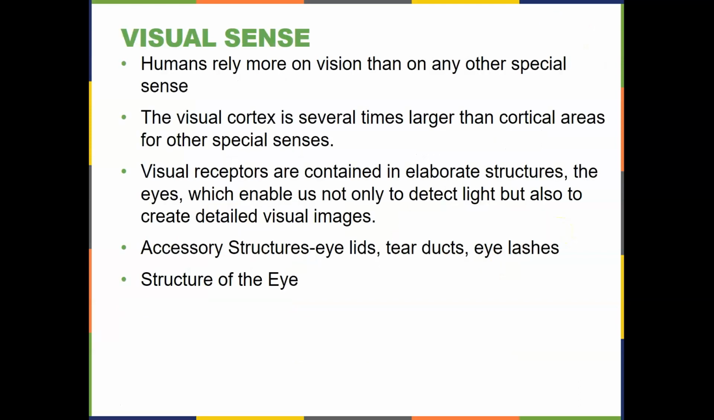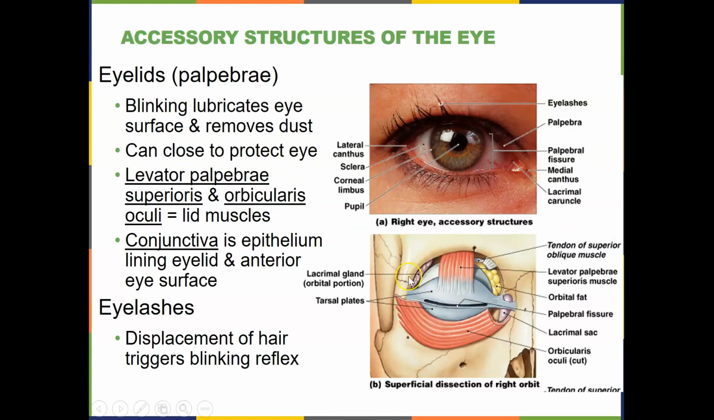All right, we're going to end now with vision. Humans rely on vision much more than any of our other senses. Our visual cortex is a lot larger than our other special senses. In fact, we humans designate a huge amount of brain space to visual and auditory processing, believe it or not, but mostly to visual. So basically, visual receptors are very elaborate structures inside of the eye, and the eye itself is the special sense organ that allows us to see light energy. Accessory structures will include eyelids, eyelashes, tear ducts, other things. We'll talk about that, and we're going to discuss the structure of the eye itself.